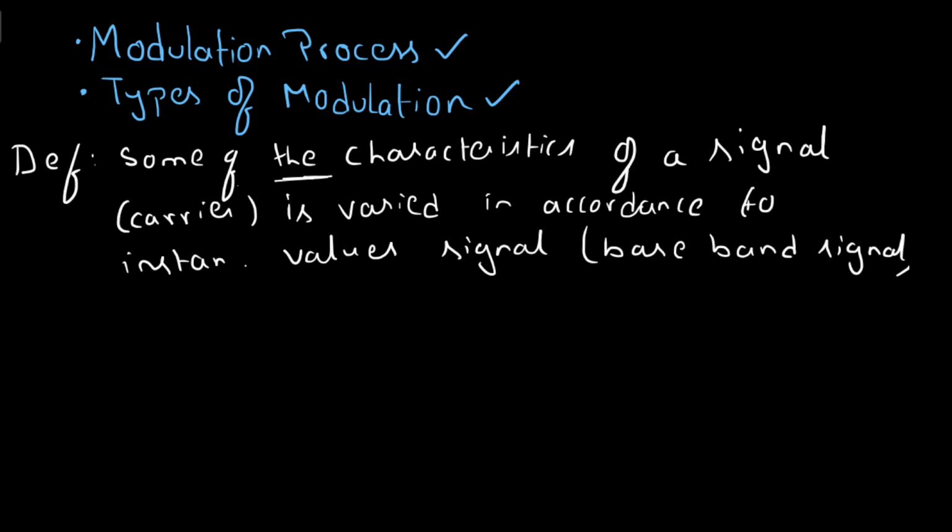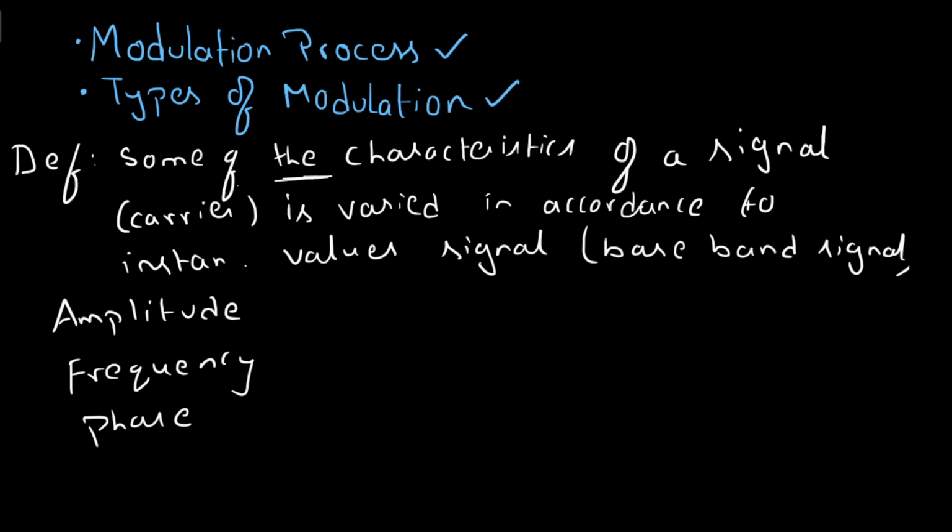So here there are three characteristics. Any signal has three characteristics. One is amplitude, next frequency, and another one is phase. So while doing modulation, only one characteristic is varied and the remaining two are constant.